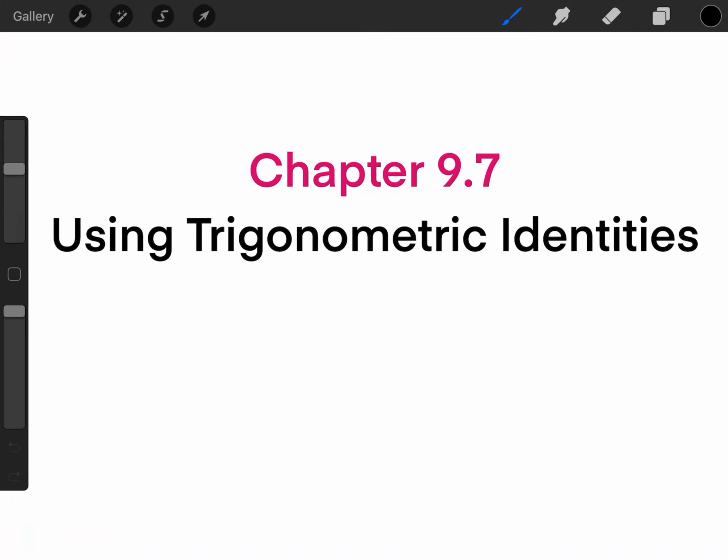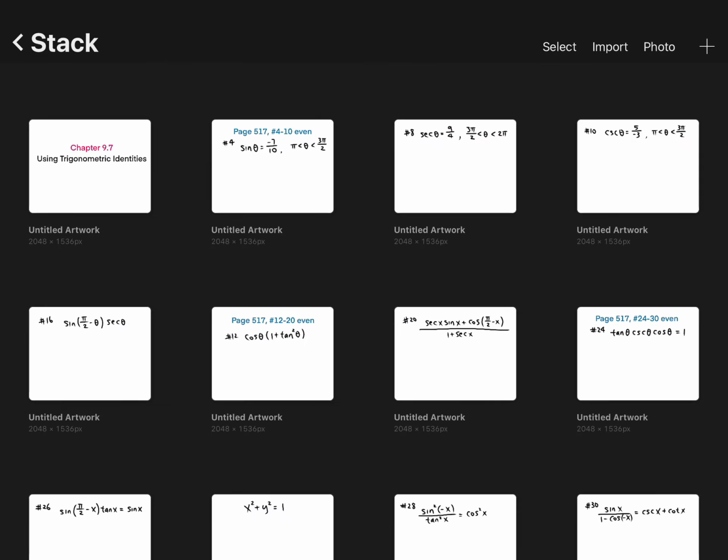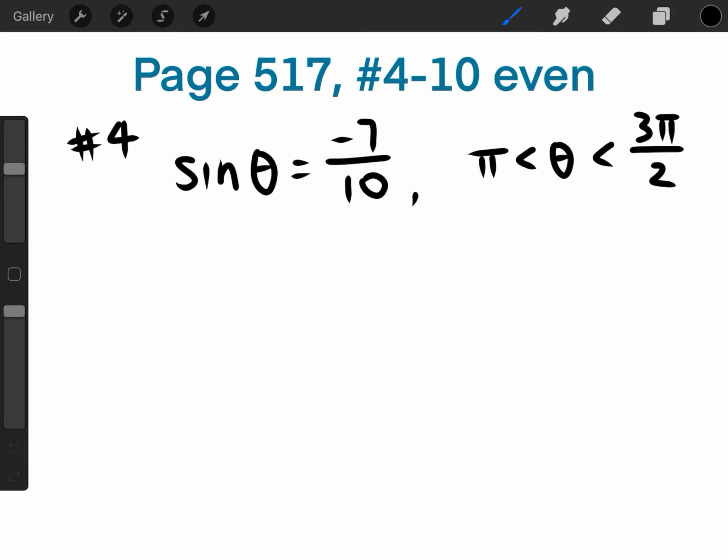All right, so this is the real chapter 9.7, using the trigonometric identities. I assume you guys have watched my preview section of 9.7. So this time I'm going to show you some examples. You guys are going to be working on the problems in the textbook, so let's just get started.